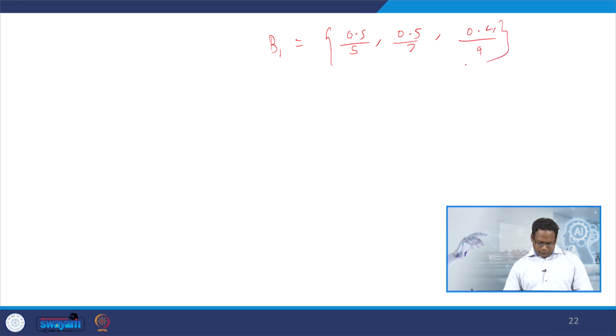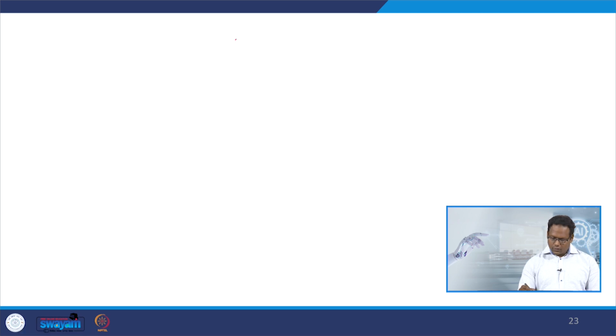That is all. Okay, because B1 is the composition relation between A1 and R1, that is coming out to be 0.5 upon 5, 0.5 upon 7 and 0.4 upon 9. Okay. Now, let us see multiple rules, the final topic we have come to, we will see in the new slide.